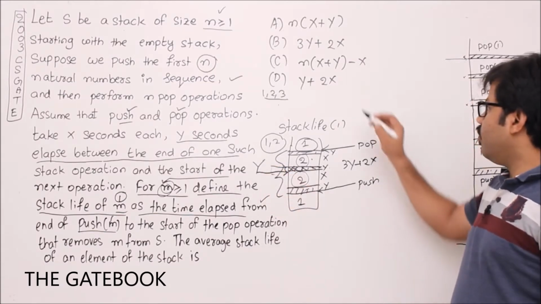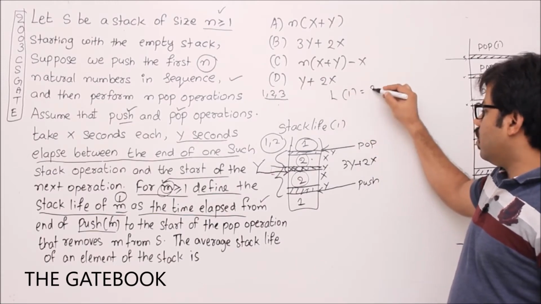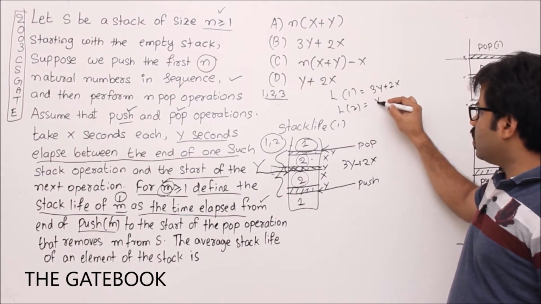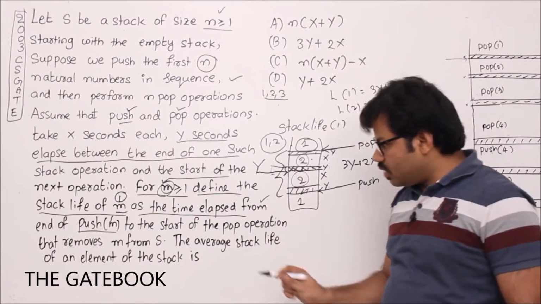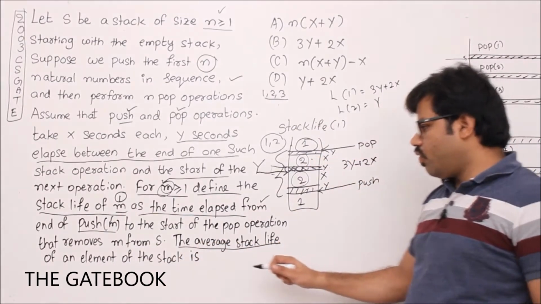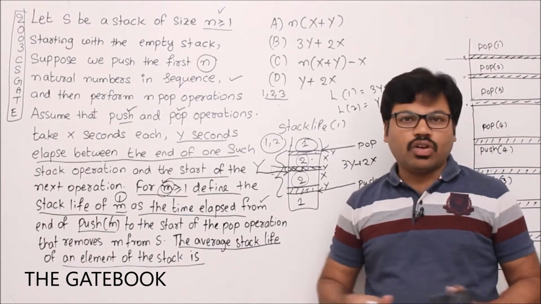Okay. So finally we calculated the lifetime of 1, L of 1, which is 3y plus 2x, and the lifetime of 2, which is nothing but just y. Now the question is what? We have to identify the average stack life of an element of the stack. The average lifetime of the element we have to find out.